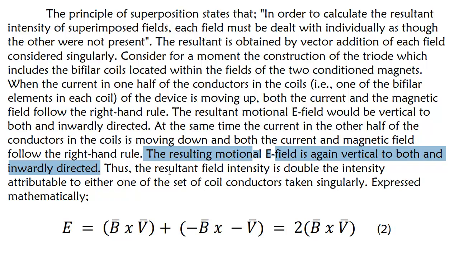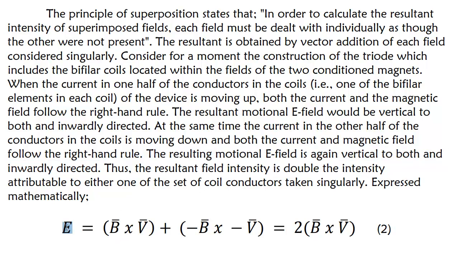Thus the resultant field intensity is double the intensity. What did we say before? Double the intensity. So the resultant field is double the intensity. What's double the intensity? It's E over 2 to E, isn't it? Attributable to either one of the set of the coil conductors taken singularly, expressed as E.